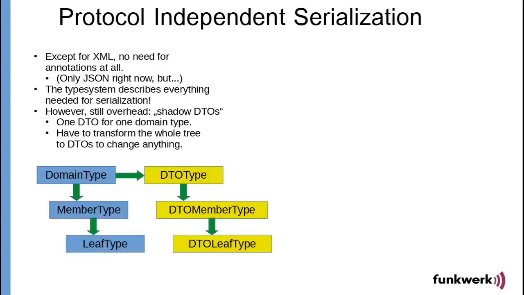Let's move on. So something interesting is that except for XML, all the protocols I talked about have actually no need for annotations. Well, right now we only support JSON, but sky's the limit, and we're definitely looking at adding protocol buffers at some point in maybe the next few years. At some point, but for now, let's talk about JSON. Now, the thing here is that with DTOs, you still have a lot of overhead.